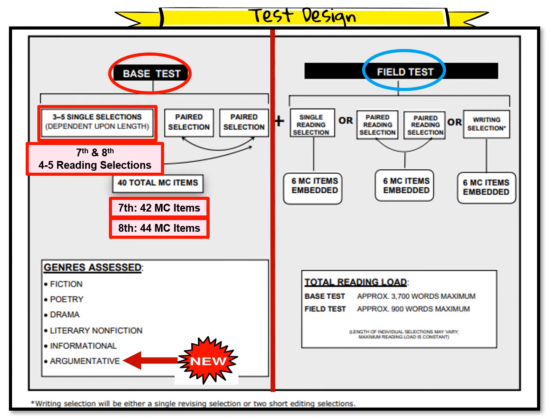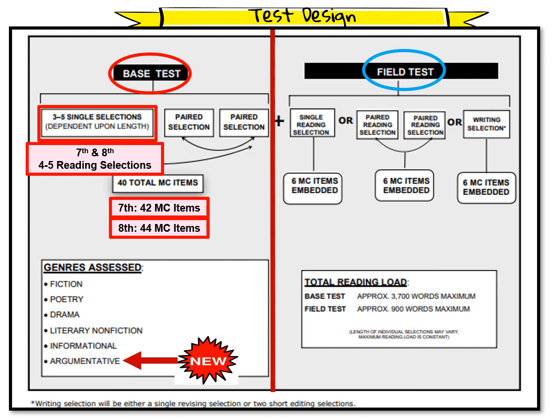Some students won't get any field test questions at all. 6th grade will only get 40, 7th 42, 8th 44, and that's it. While other students are maybe seeing 6 additional questions on their assessment. So if students get those, what are they likely to get?